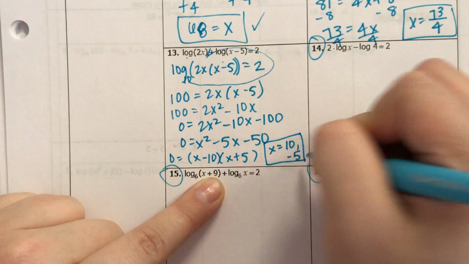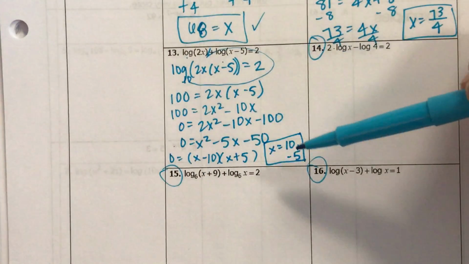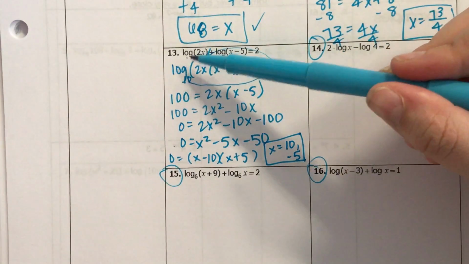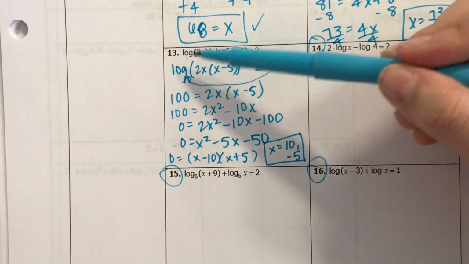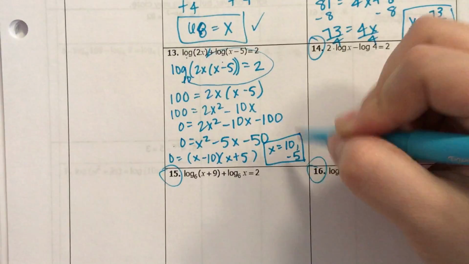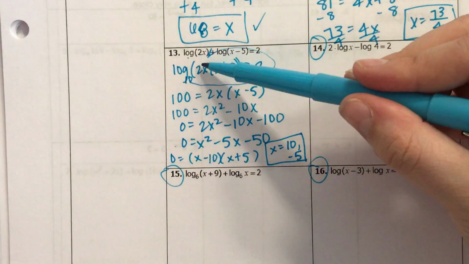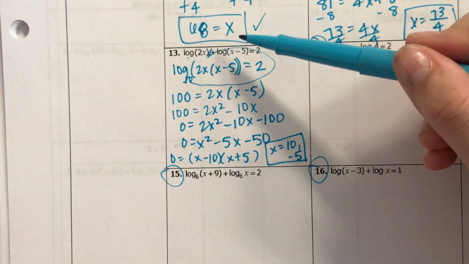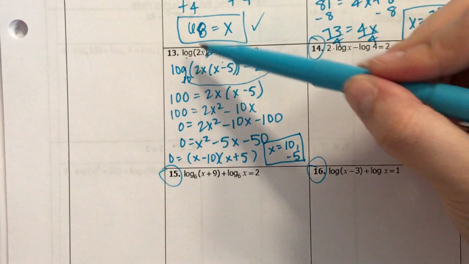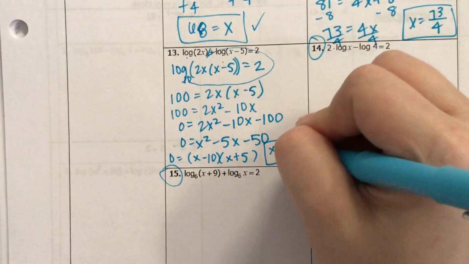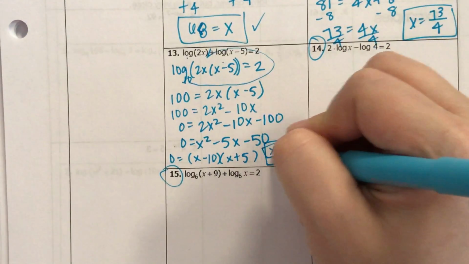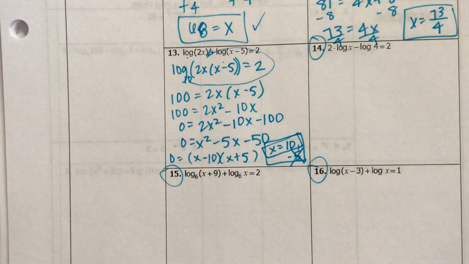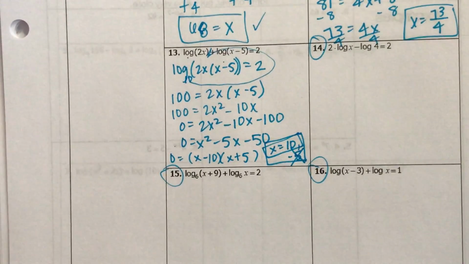So let's check. Are either of these extraneous? If I plug in 10, what do I get? I get 20 times 5, which is 100. That works. Negative 5, uh-oh. 2 times negative 5 is negative 10 times negative 10. Negative 5 does not work. So we only have one answer, and it's 10. Okay. All right, try the next 3 on your own.